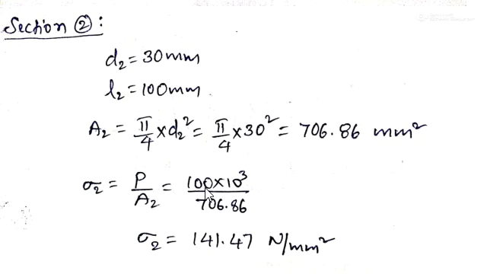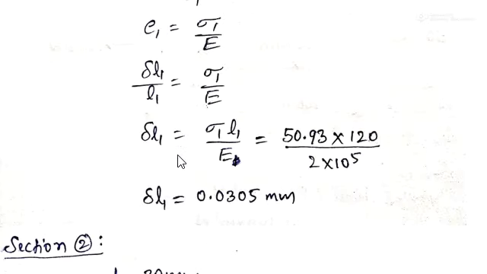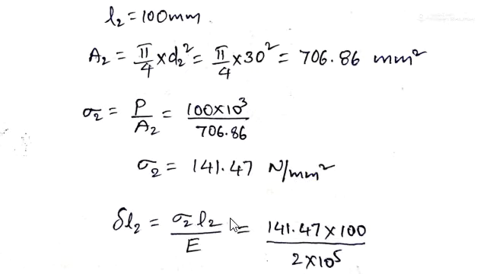So we require stress in part 2, that is load by area of part 2, or section 2. Load is 100 kilonewtons, 100 into 10 to the power of 3, and area is 706.86. When you substitute and simplify we get stress in part 2 as 141.47 Newton per mm square. And here we have written the formula for elongation in part 1, delta L1 is equal to sigma 1 L1 by E1. In the same way, the formula for delta L2, the elongation or extension for part 2, is sigma 2 L2 by E.